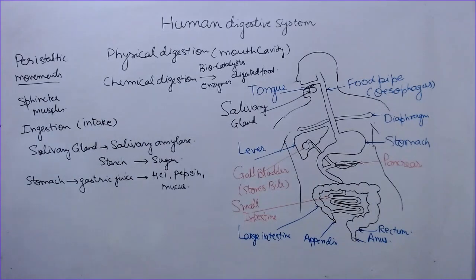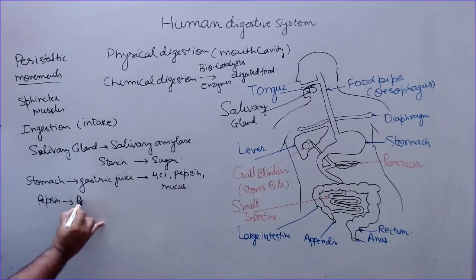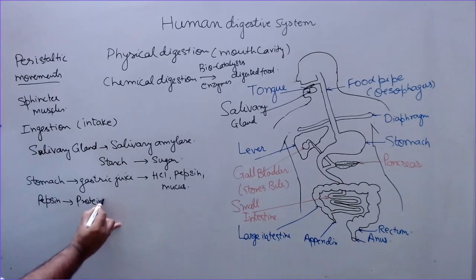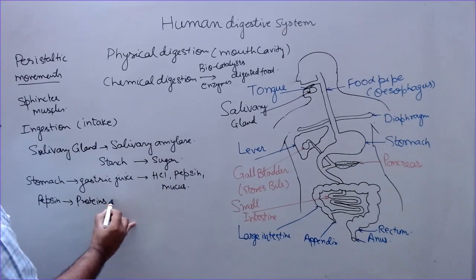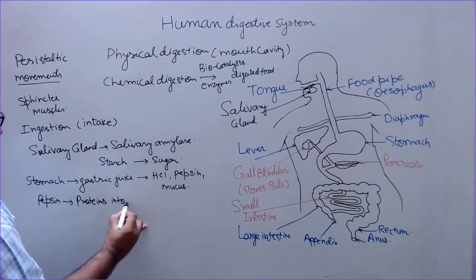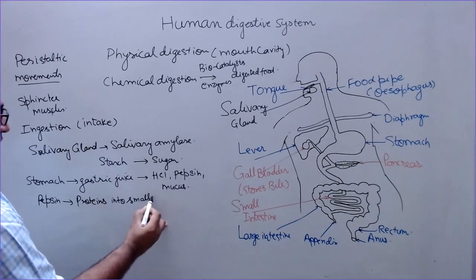So here we have the enzyme which is released, pepsin. This begins the digestion of proteins present in the food to form smaller molecules. This is the function of pepsin. It breaks the proteins into smaller molecules.